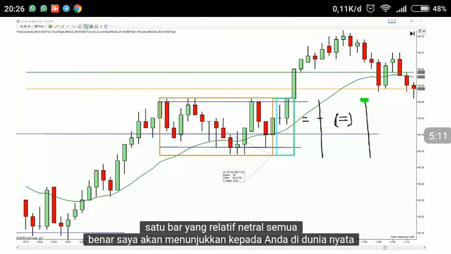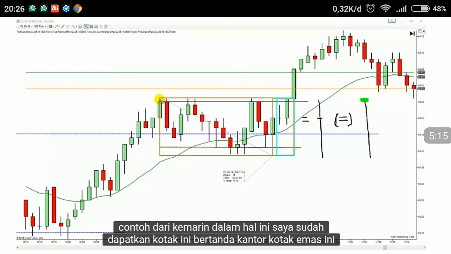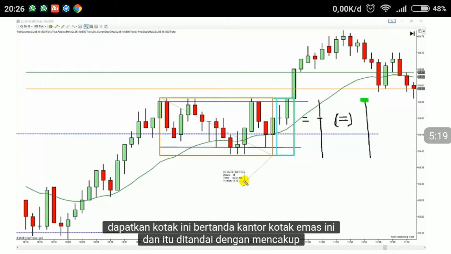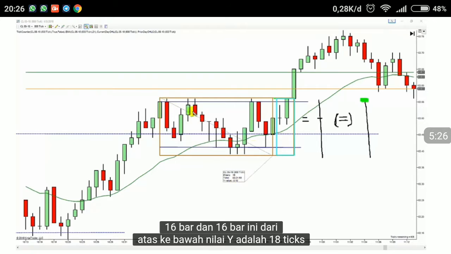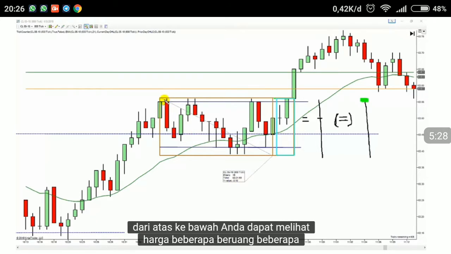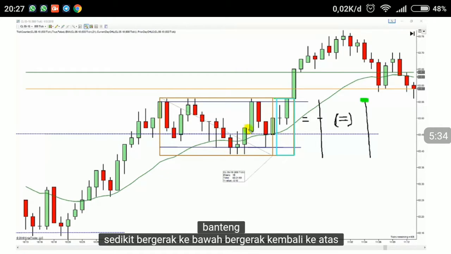Alright, let me show you a real world example from yesterday. In this case, I've got this box marked off, this gold box, and it encompasses these 16 bars. And in these 16 bars, from top to bottom, the Y value is 18 ticks. And as you can see, prices, a couple of bear bars, a couple of bull bars, slightly moved down, moved back up, moved down.